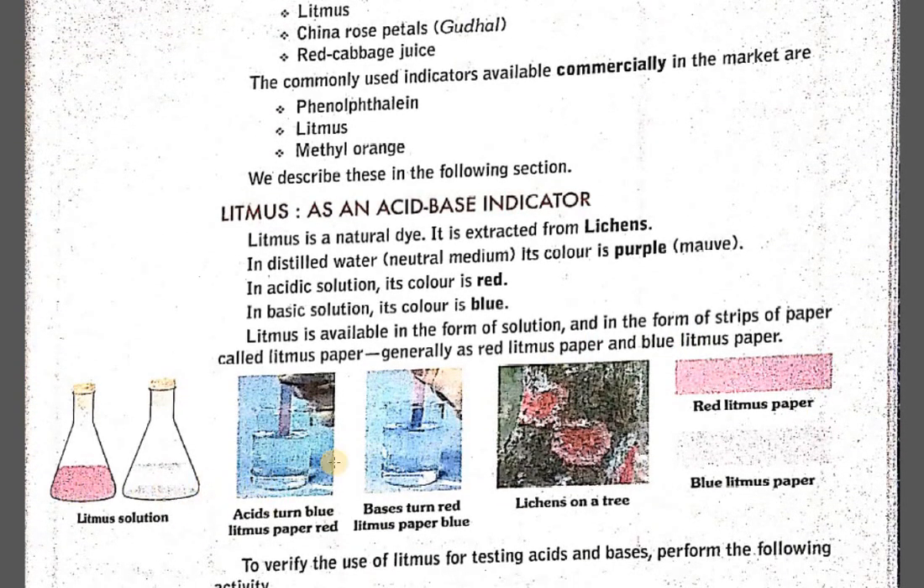So, you can see, acid turns blue litmus paper red, bases turn red litmus paper blue, and these are the pictures of lichens on the tree from which the litmus paper, or the litmus solution, is prepared.